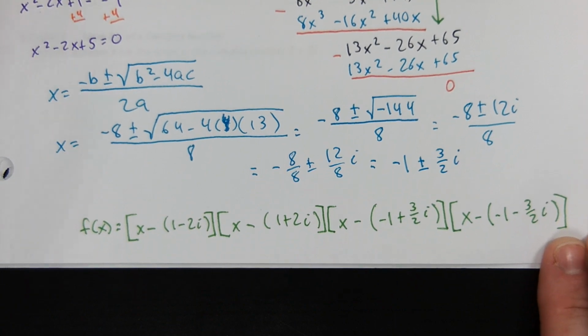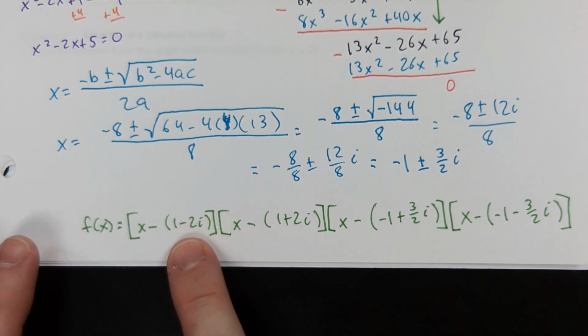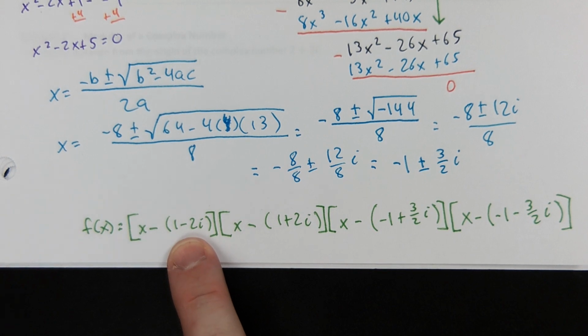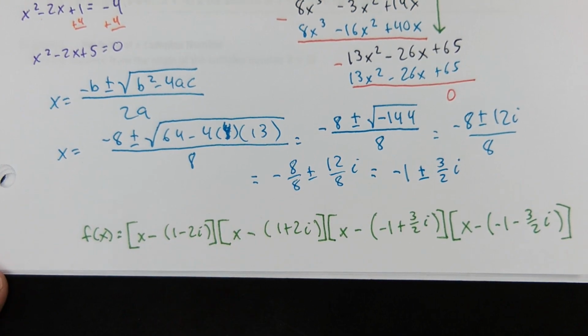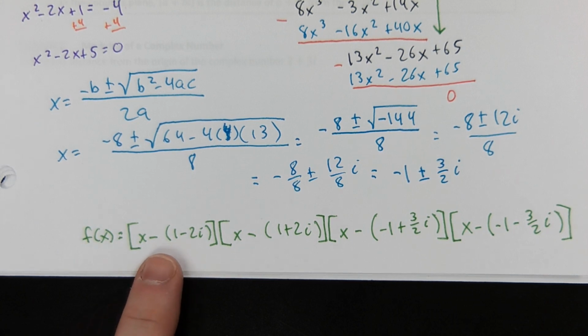Well, you need the parentheses because this is a single number. 1 minus 2i is a two-dimensional number. So it's x minus that number. Without the parentheses, if you just wrote x minus 1 minus 2i with no parentheses, your answer is wrong. Okay? You have to keep your complex number in parentheses, or you have to distribute the minus sign.